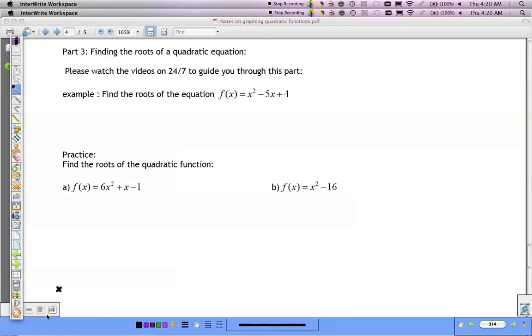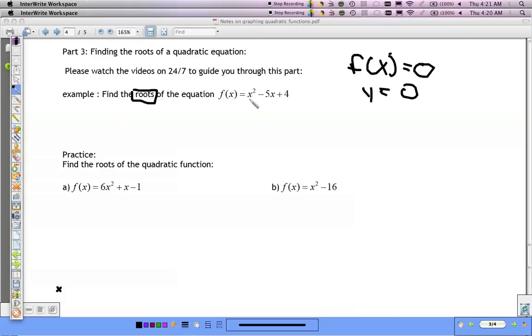Hopefully you remember the way to find the roots or find the zeros. Roots and zeros are the same thing. So finding the zeros of a function or finding the roots of a quadratic function, to do that, you need to make f of x equal to 0 because it's where the line touches the x-axis. So that's when y equals 0. After we do that, we just solve the equation.